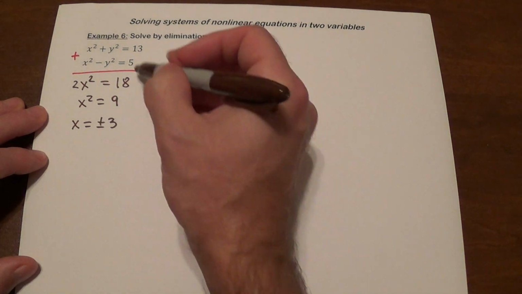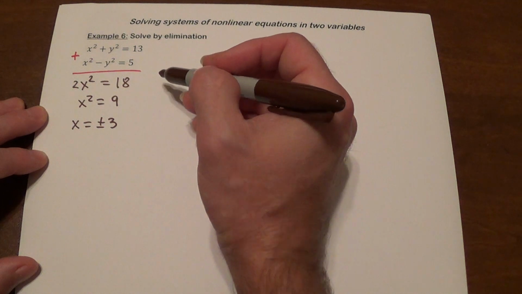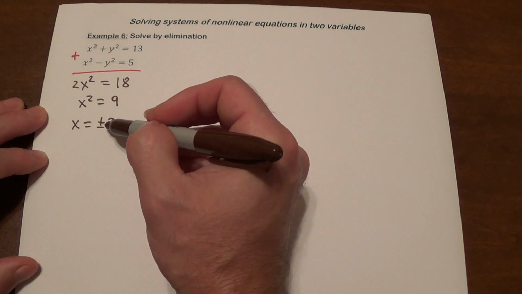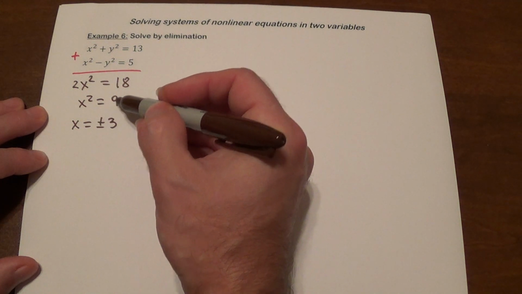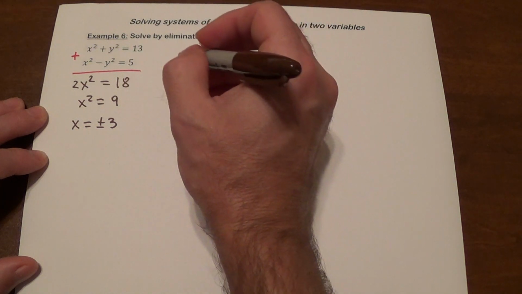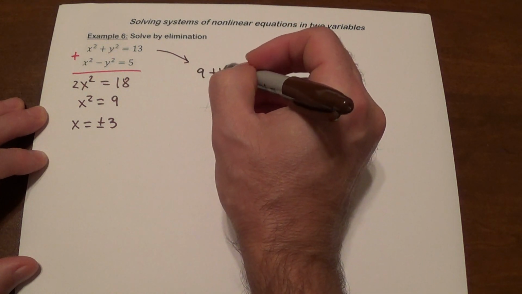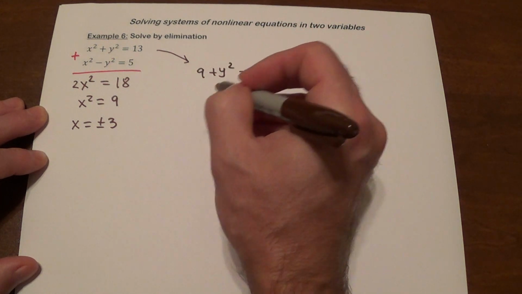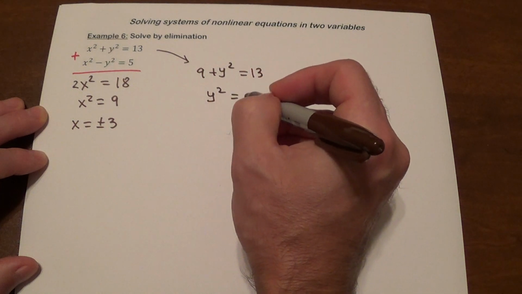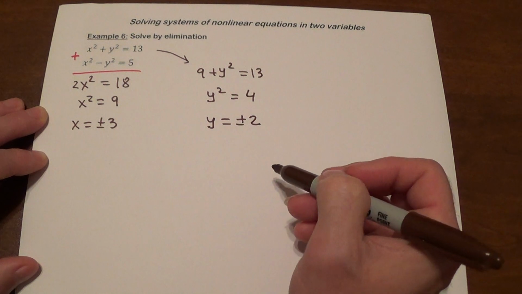But if you go back to the original equations, both of them have x squared. So instead of squaring it back again, I'm going to take 9 and substitute x squared with 9. So if I go with the first equation, I'm going to get 9 plus y squared equals 13, which means y squared equals 4, and it means y equals plus or minus 2.